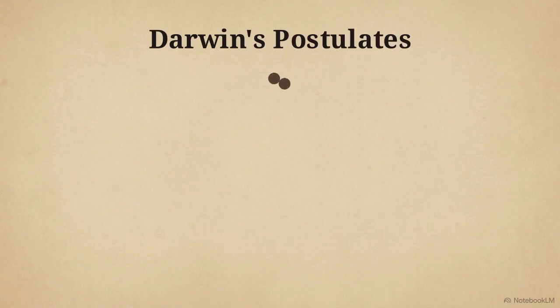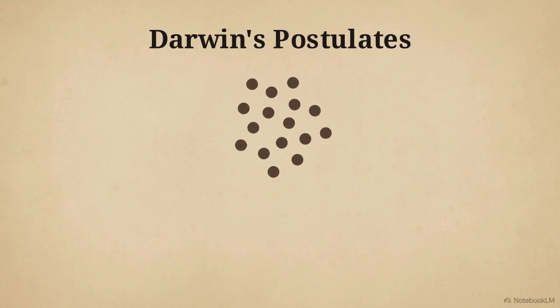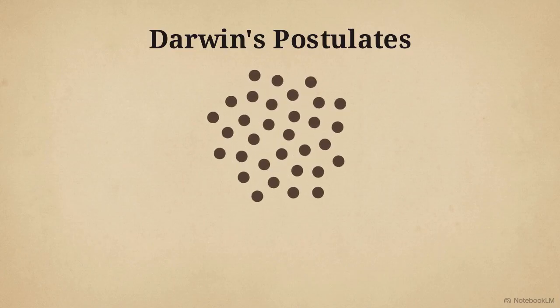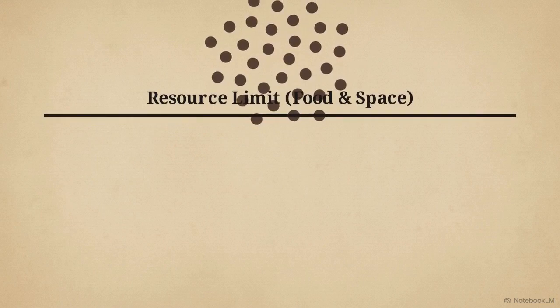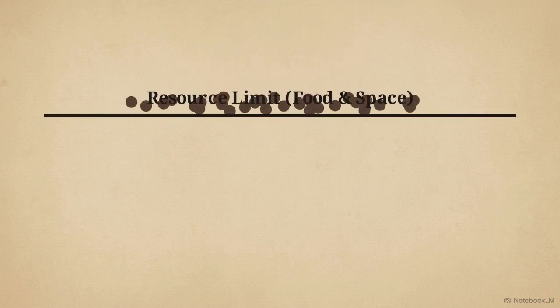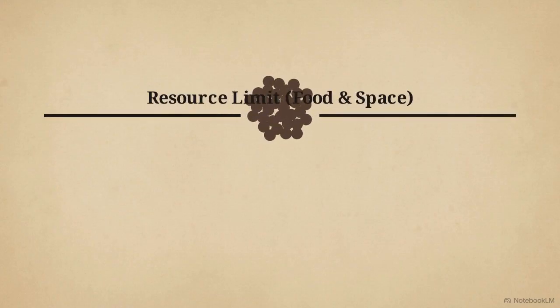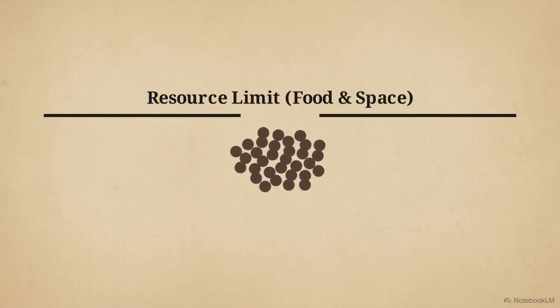Every living organism possesses an enormous capacity to reproduce, multiplying in a geometric progression. But reading the work of economist Thomas Malthus, Darwin realized that the carrying capacity of an environment, the available food and space, remains strictly limited. Overpopulation colliding with this fixed resource limit forces a fierce struggle for existence.